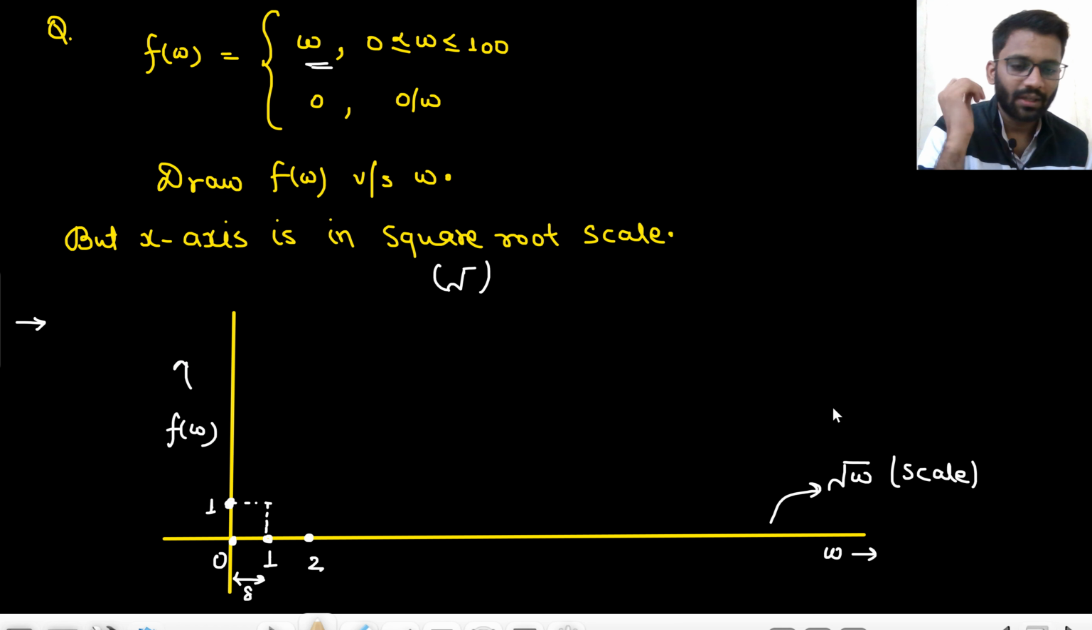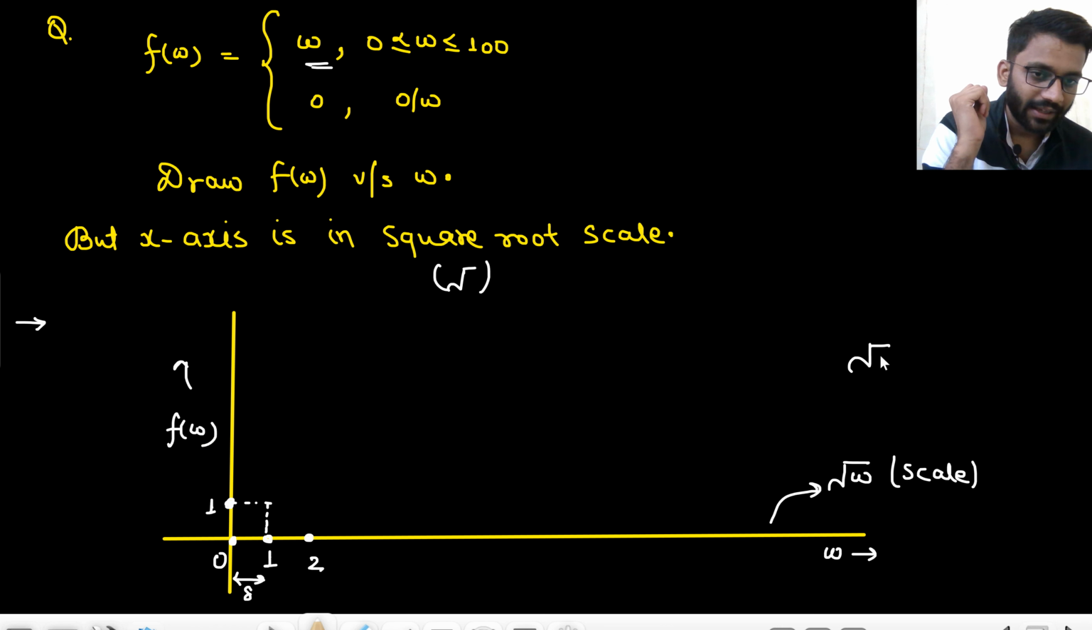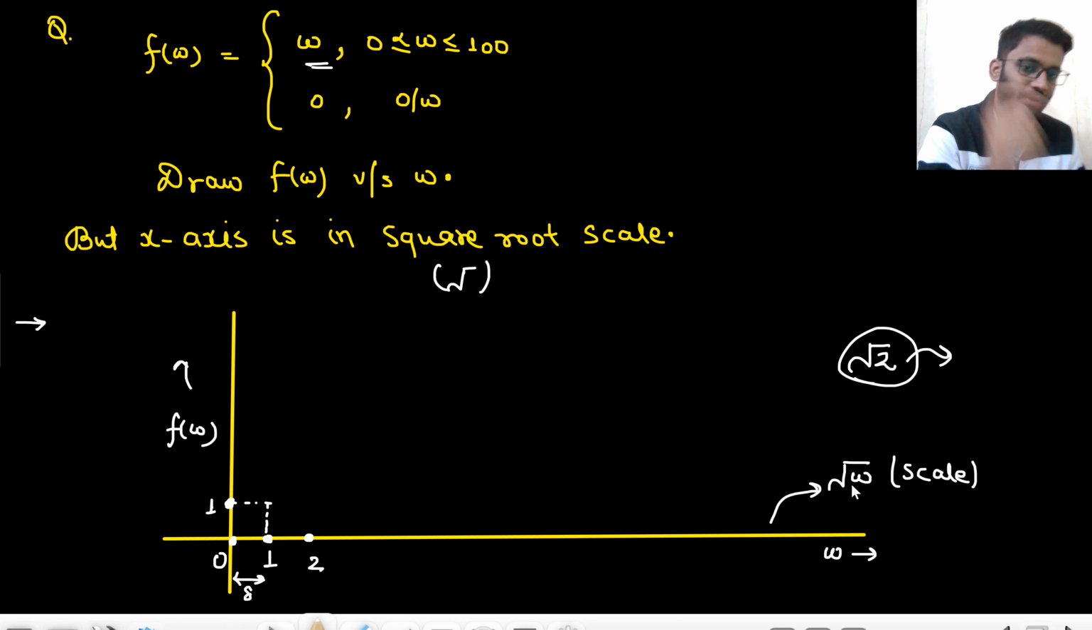Now this gap is delta, okay? Now I am putting omega equals 2. What will the axis think? The axis will think that root 2 is given, right? Because the scale is root omega. So the axis will think that root 2 is given.